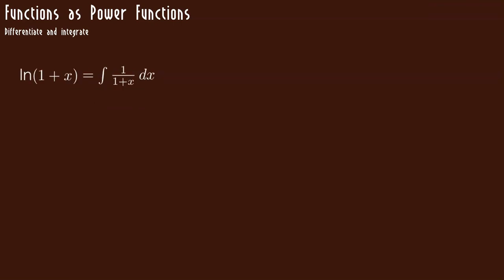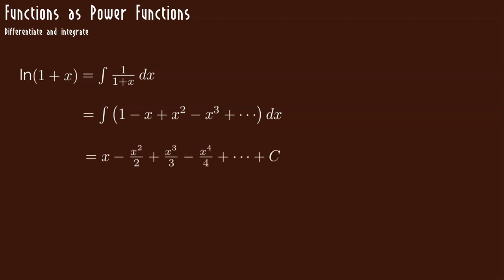Natural log of 1 plus x, well, that's just the integral of 1 over 1 plus x dx. Integrating that long expression, 1 minus x plus x squared minus x cubed plus yada yada yada, add 1 to the power, divide by what you get. I have x minus x squared over 2 plus x cubed over 3 minus x to the 4 over 4 plus yada yada yada, and let's not forget the plus c. Writing this in summation notation, it's alternating, so I've got n goes from 1 to infinity of negative 1 to the n minus 1, x to the n over n plus c.